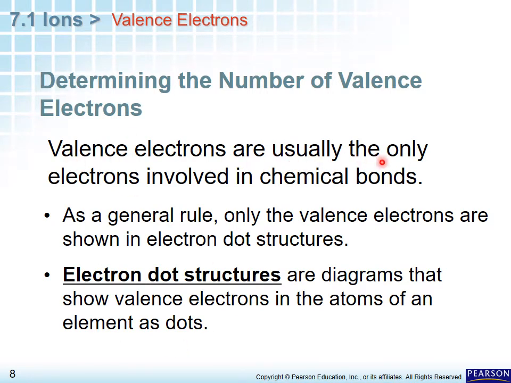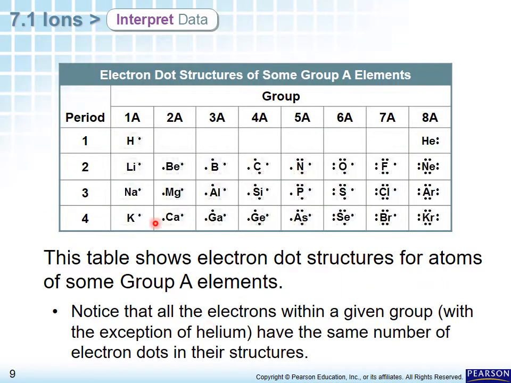Valence electrons are usually the only electrons involved in chemical bonding. As a general rule, only the valence electrons are shown in electron dot structures. Remember, valence electrons are present in the outermost shell, the valence shell. Electron dot structures are diagrams that show the valence electrons in an atom of an element as dots. See the table here. How many dots for hydrogen? 1.